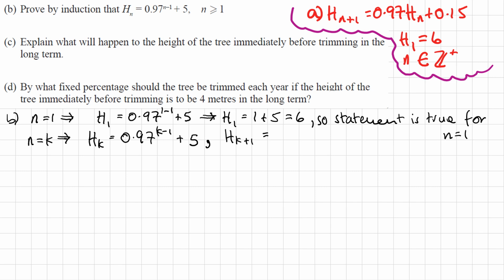So that's going to be 0.97 times the previous term, and our previous term we've written in terms of k, so that'd be 0.97^(k-1) + 5. Basically that just gets substituted here, where I've got Hn, plus 0.15.